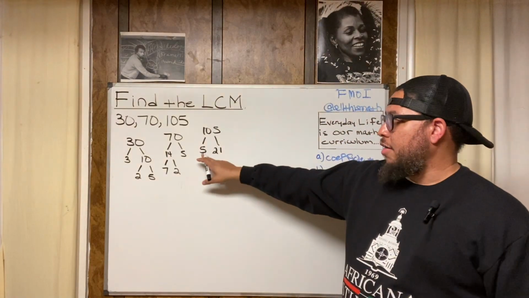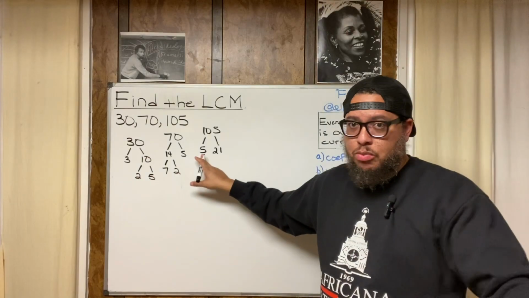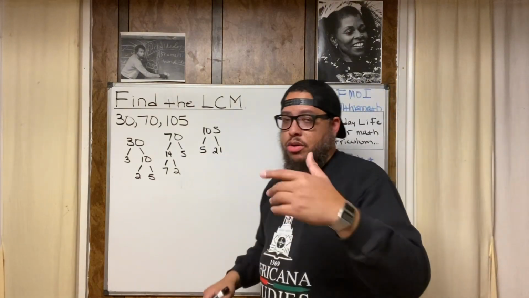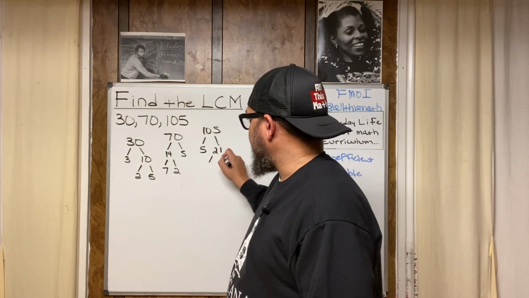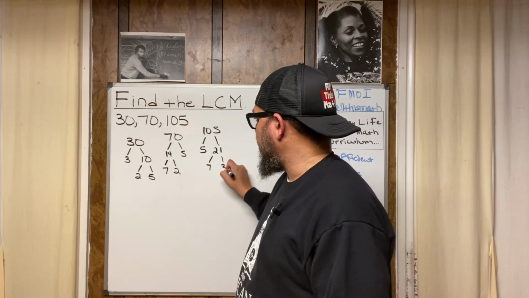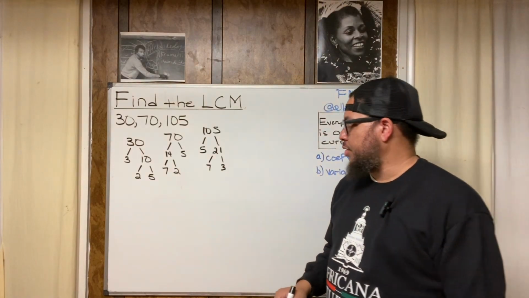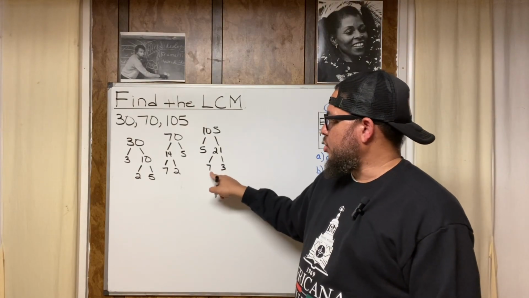So now I got a 5. The 5 is prime. We can't do nothing with the 5. We can't break the 5 down no more. 21 is composite though. We could break the 21 down. Know your multiplication facts. Know that 21 can be broken down into 7 and 3. All right? 7 and 3. Now, 5, 7, and 3, right? These are all prime numbers.